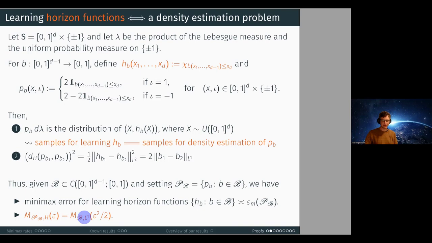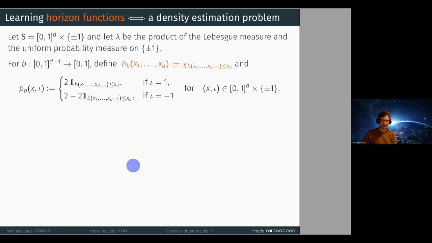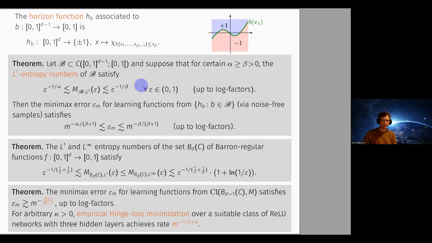And the second observation is, because the samples are the same and because we have this connection between the squared L2 distance and the squared Hellinger distance, the minimax error for learning horizon functions scales, up to a constant, exactly the same as the minimax error for this density estimation problem, where you want to estimate some density from this class based on training samples. And so basically via these observations and combining them with the result by Yang and Barron, you get exactly this nice general result here for computing the minimax error for learning such horizon functions.